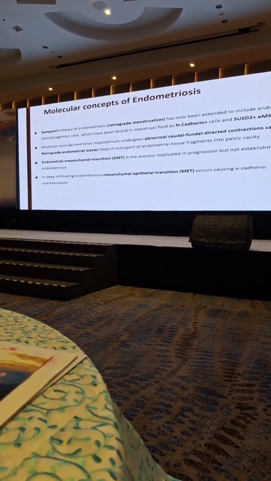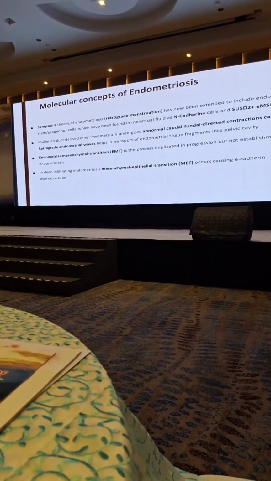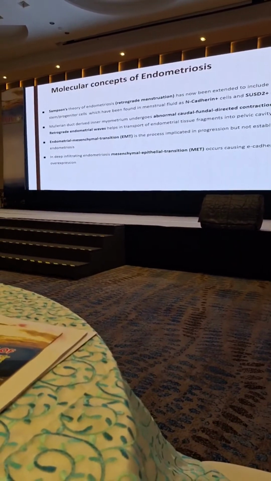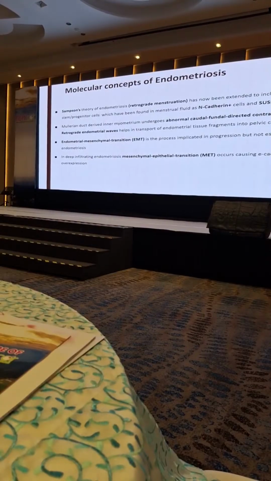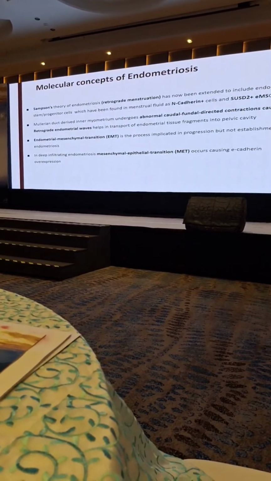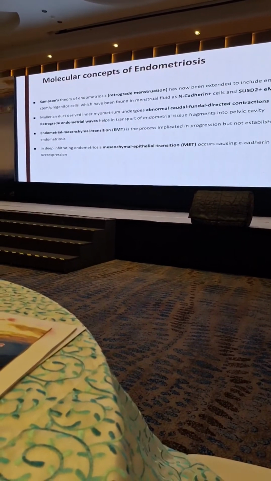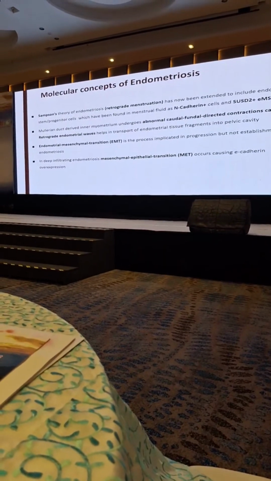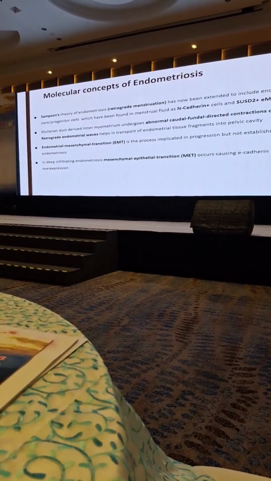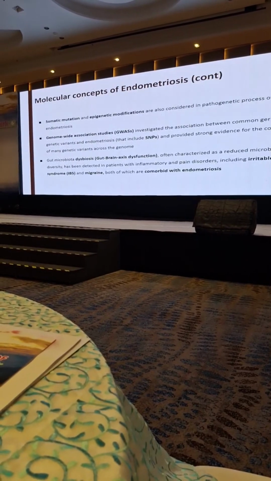Endometrial mesenchymal transition is the process implicated in progression but not establishment of endometriosis. In deep infiltrating endometriosis, mesenchymal epithelial transition occurs, causing E-cadherin overexpression, and that is why there are definitely three components of the disease: superficial endometriosis, deep endometriosis, and ovarian endometriomas.